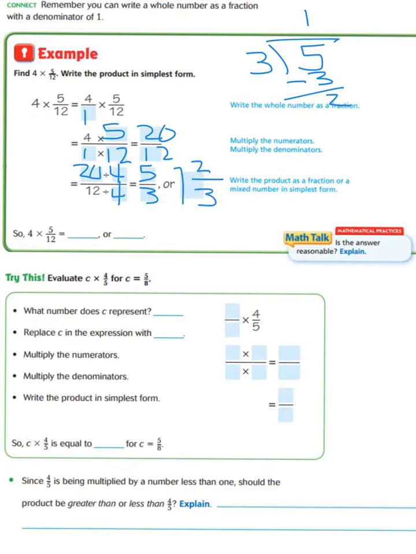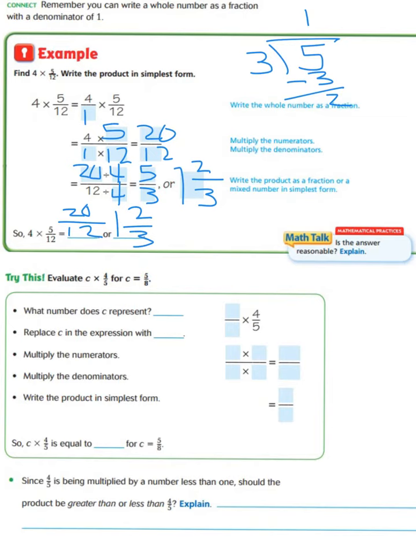So 4 times 5/12 is 20/12, or 5/3, or as a mixed number, 1 and 2/3.